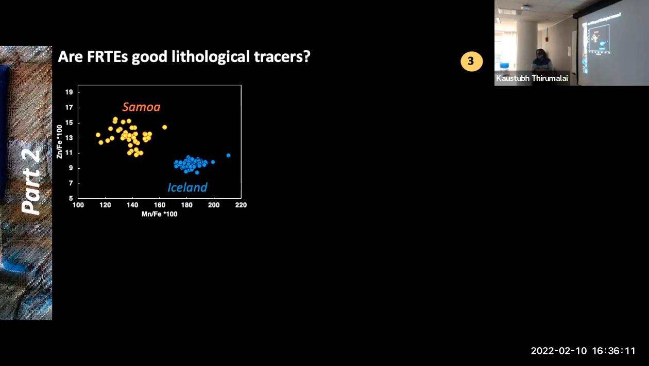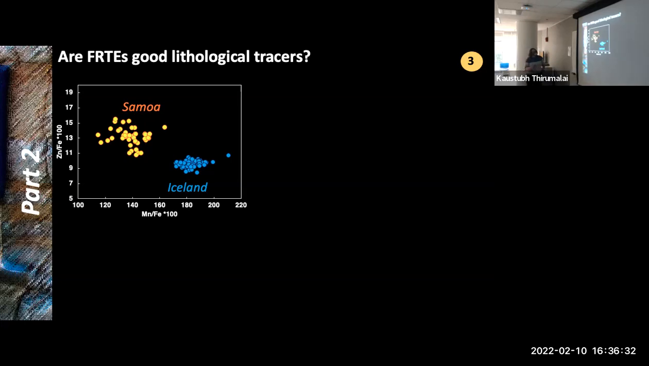So what can we do now? That's the last part of this talk. Can we actually use these exchange coefficients to quantify the lithological heterogeneity in the mantle? And to do that, what I did is I chose, as I said, it's just a proof of concept. So this part is a very simple model.